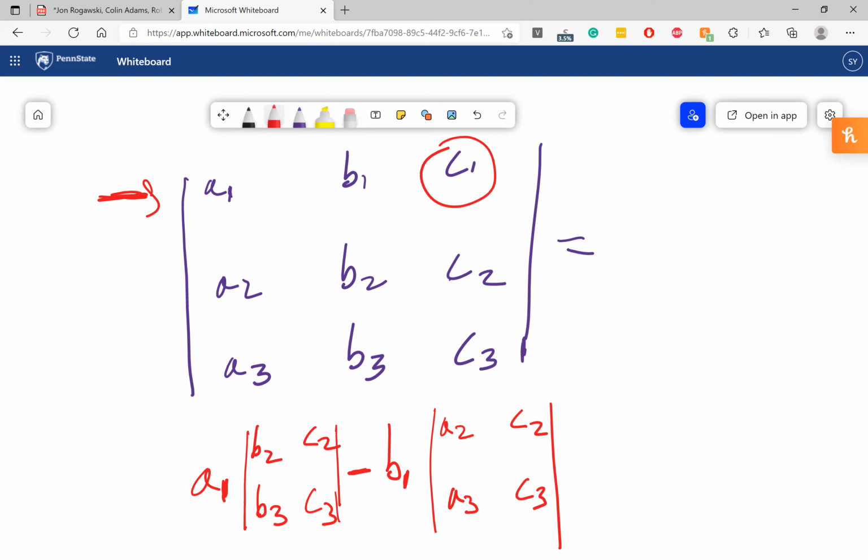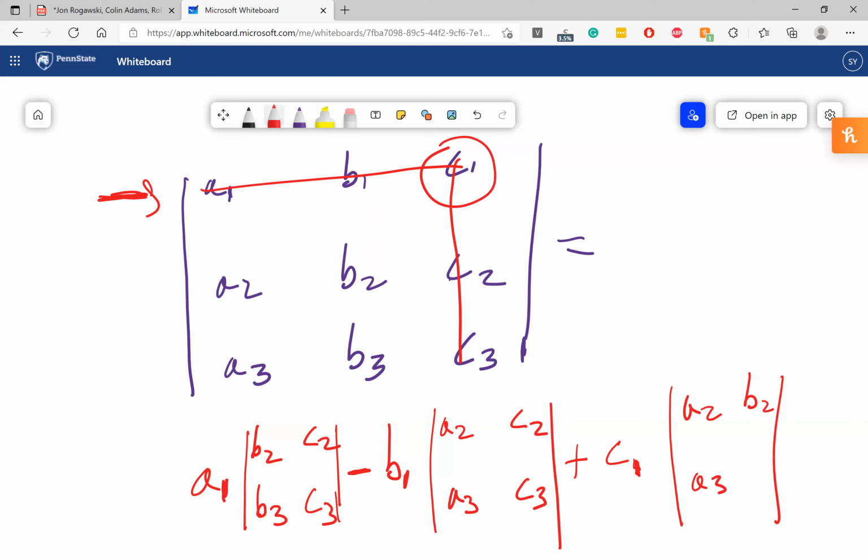You move to your C1. Because you moved again, this becomes plus, so it goes back and forth, plus, minus, plus. So now you have plus over here, C1 times the determinant, and then you erase these lines and you put an A2, B2, A3, B3. Any questions so far?